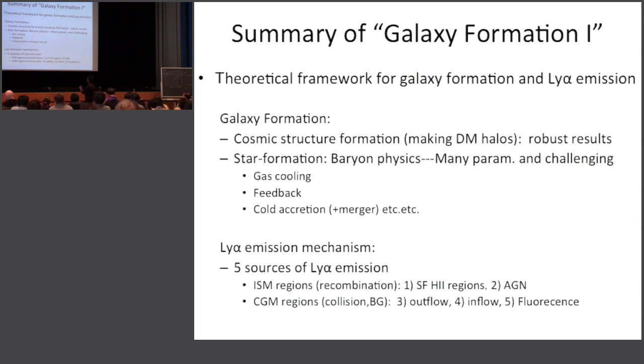So this is the summary of the galaxy formation. Theoretically, I showed the galaxy formation, very basic ideas that observers should know. Cosmic structure formation is clear, but star formation is a problem. Another complication for Lyman-alpha emitters is the multiple sources of the Lyman-alpha emission mechanisms, which also makes things very complicated.